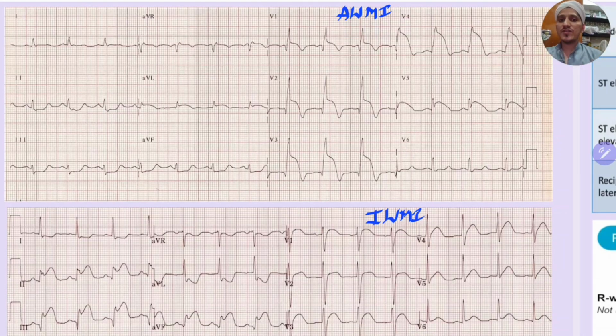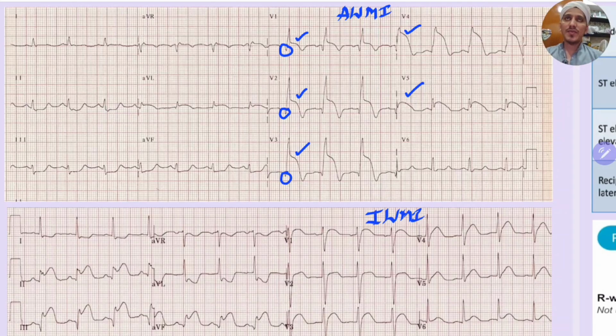So you are able to make here ST segment elevation with T wave inversion. ST segment elevation with symmetrical T wave inversion in V1, V2, V3, V4, V5 up to here. And also you can see here there is a formation of Q waves also. So what will be the duration of this MI?